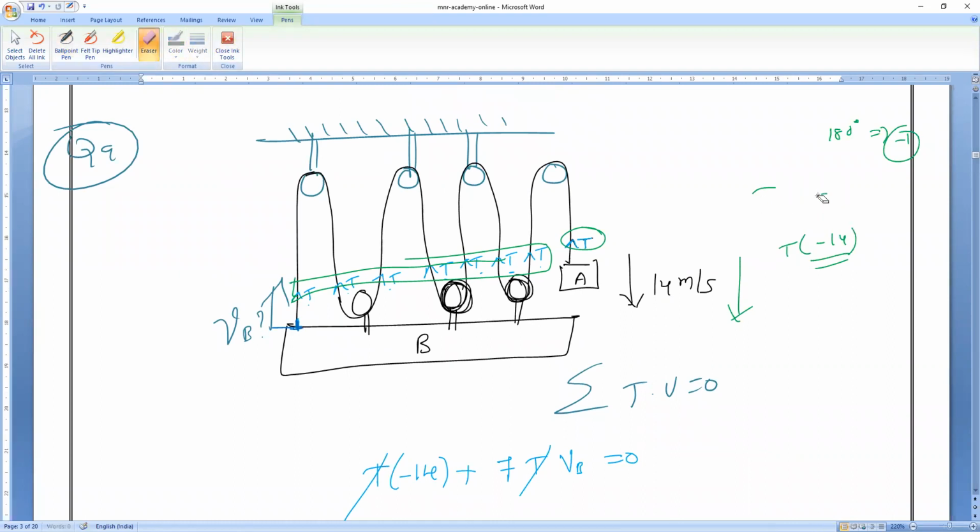Any doubt? Monish is completed. Sai Karthik? Yes, sir. Yeah, do it.